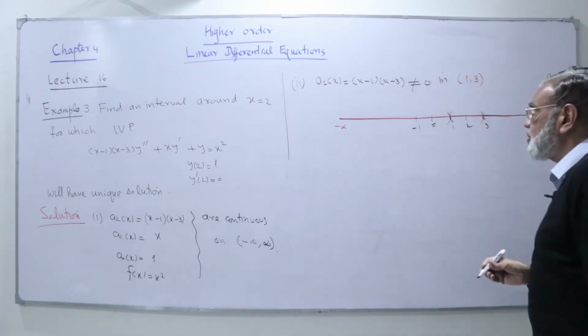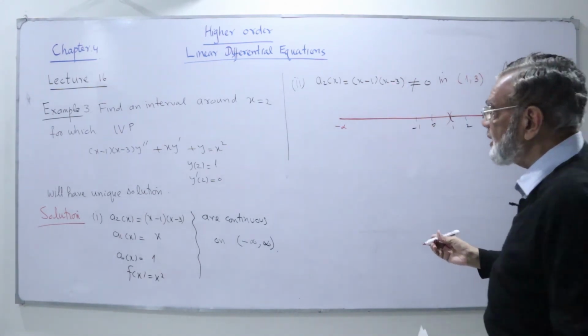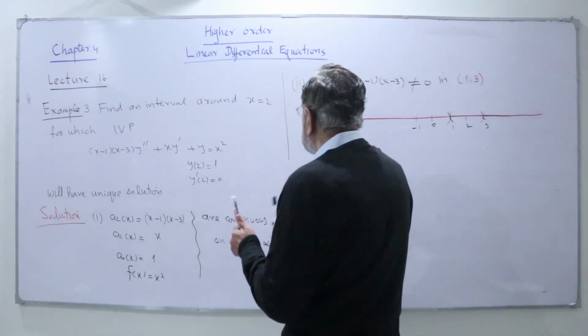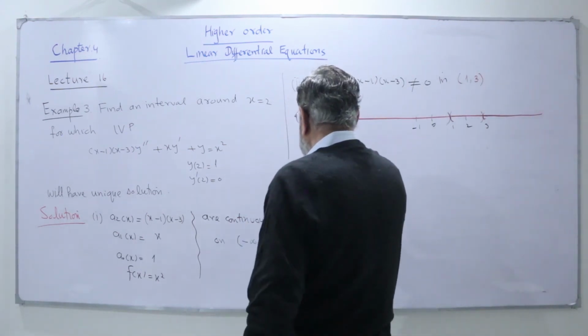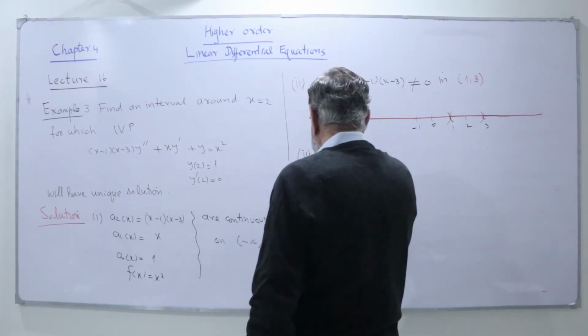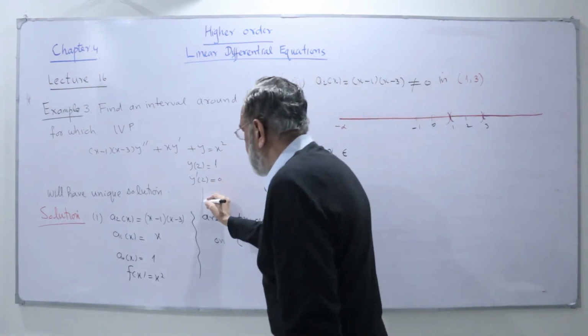You can see why I take 1 to 3, because I have to check that this must not be equal to 0. Number 3 also helps us to make our decisions. Our value of x0 must be in the interval. So what's my value of x0? x0 is equal to 2.